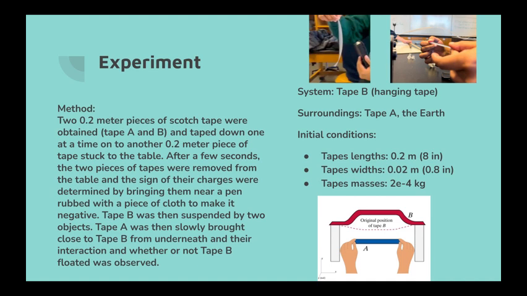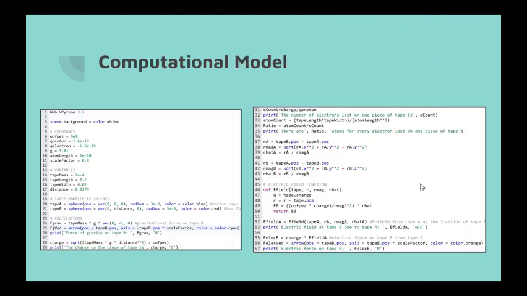Tape A was then slowly brought close to tape B from underneath, and their interaction and whether or not tape B floated was observed. That can be seen right here. The pen and the tape's interaction can be seen right here. And so in this experiment, the system was tape B, or the hanging tape. The surroundings were the Earth and tape A. The initial conditions were that the tape's length was 0.2 meters, the tape's width was 0.02 meters, and its mass was 2 times 10 to the negative 4 kilograms.